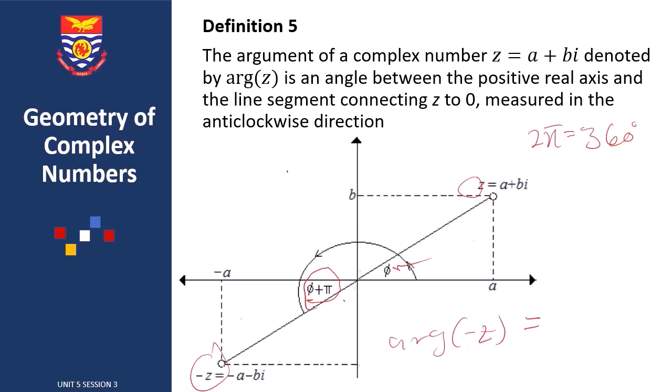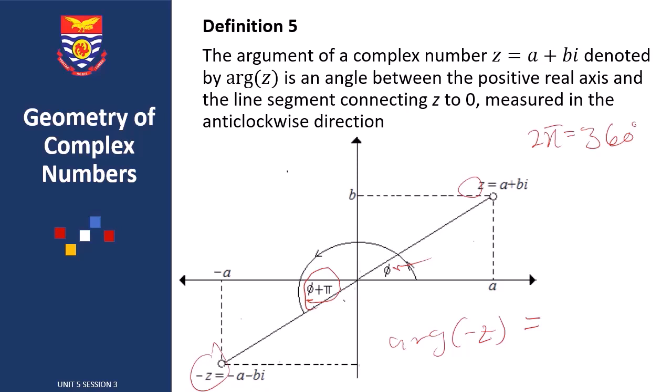Among the infinitely many possible choices for the argument of z, we shall usually choose the one that lies between 0 and 2 pi. In this course, that's what we are going to do. For any complex number z, the argument is only determined up to a multiple of 2 pi. And that is actually true, since 2 pi equals 360 degrees.